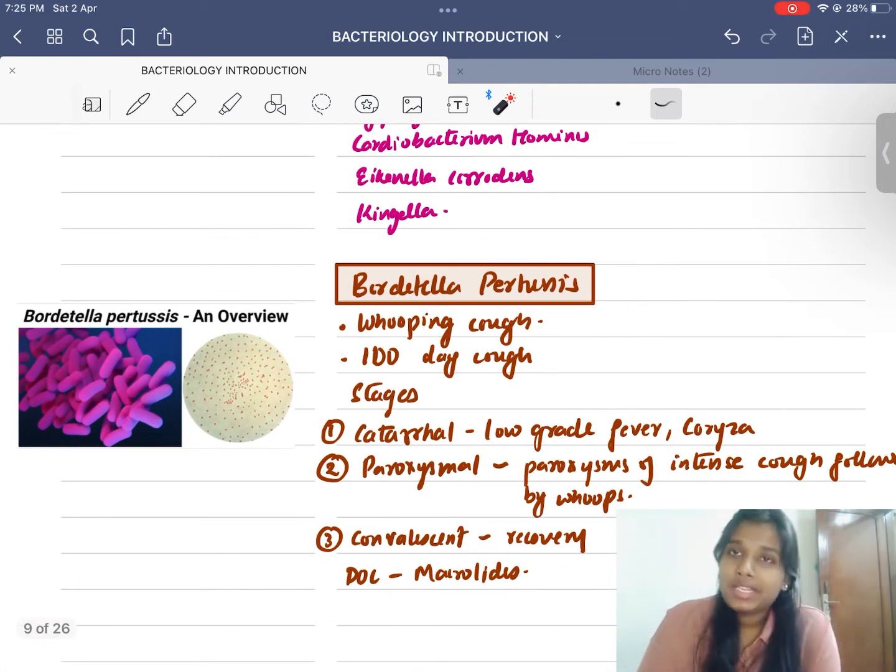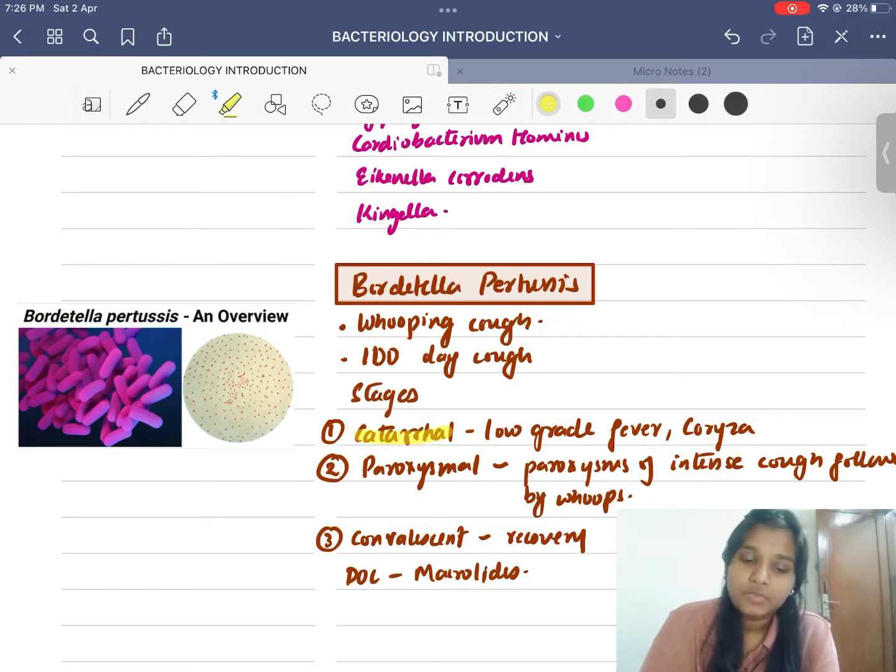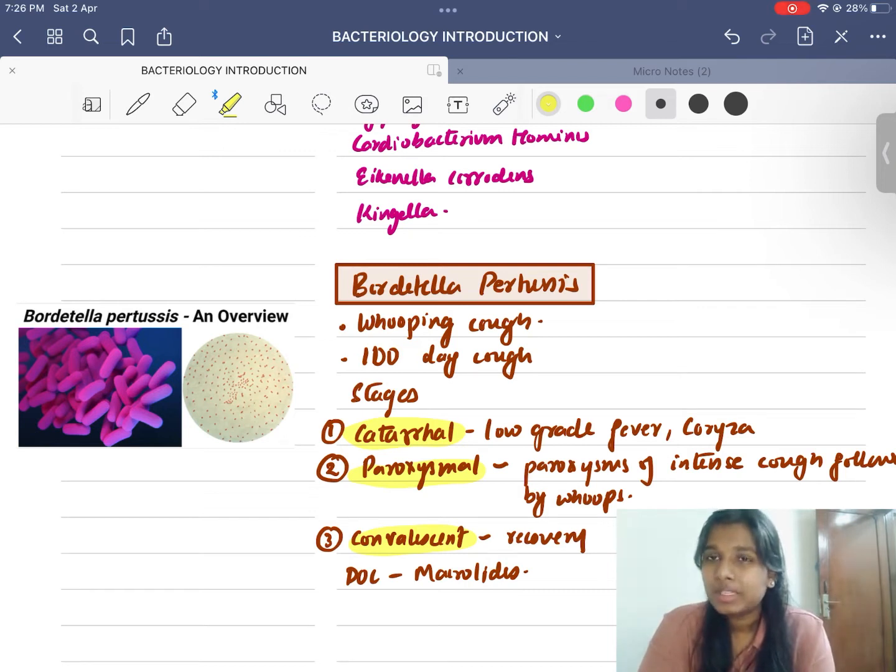Then you have the next organism, Bordetella pertussis. So pertussis is whooping cough, also called 100-day cough. Now for pertussis, please remember the stages. The first stage is catarrhal stage, then paroxysmal stage, and convalescent stage. The first stage just has coryza, runny nose.